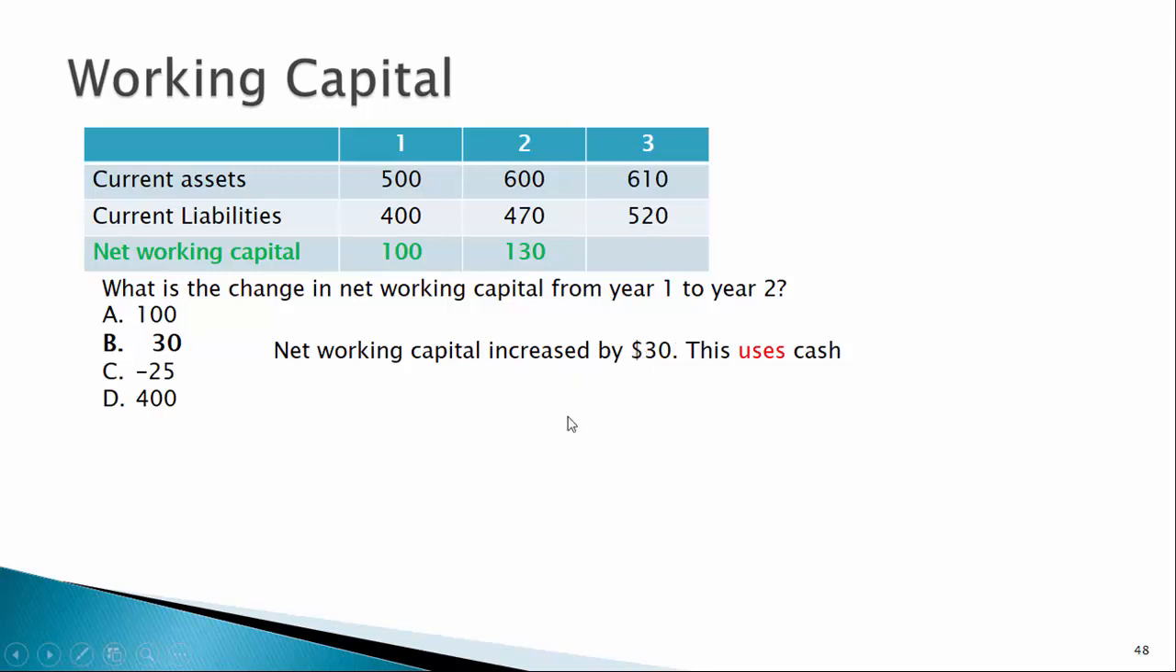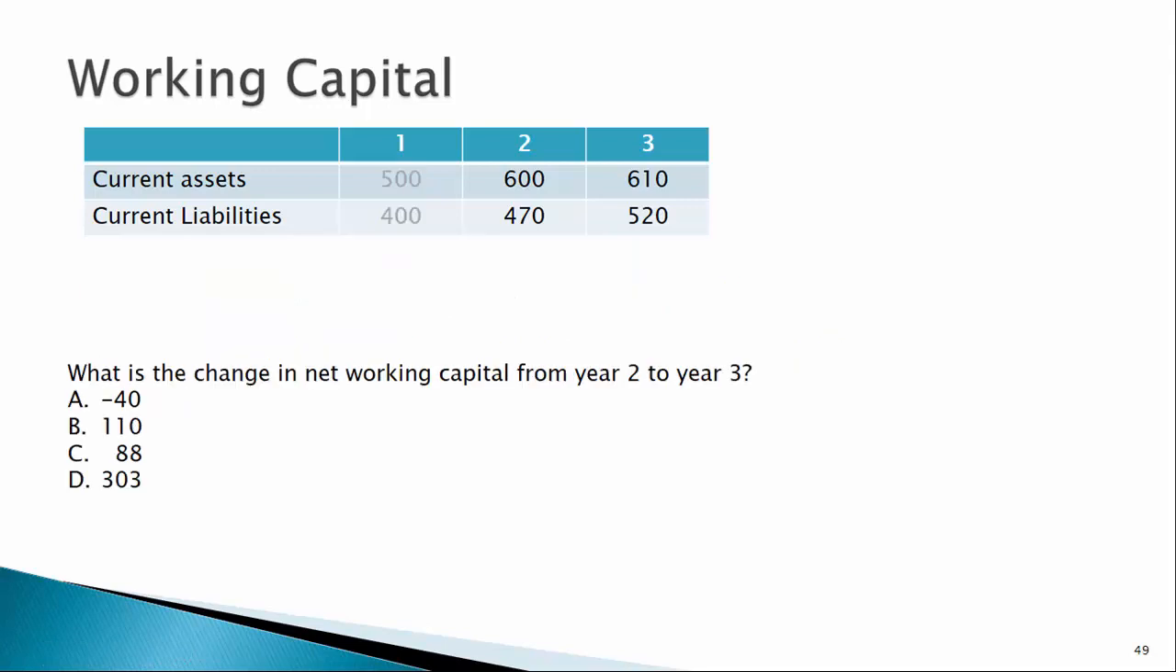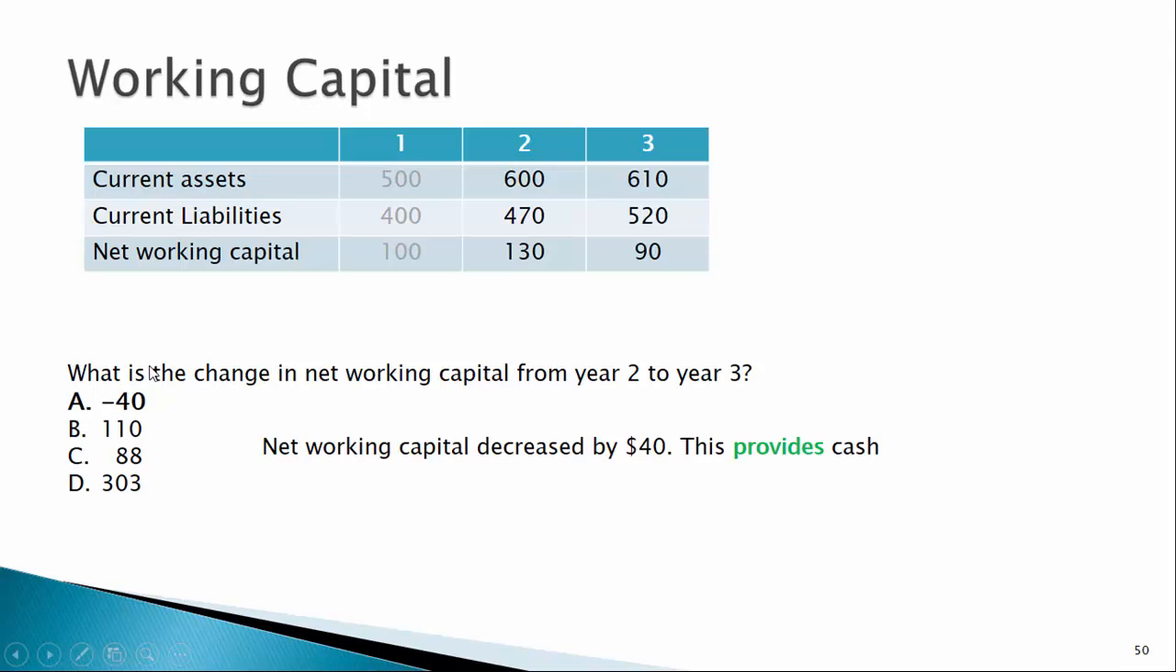So since it got bigger by $30, my cash flow is smaller by $30. Right? Okay, and then what's the change in net working capital from year 2 to year 3? Let's see, 130 here, and then, gosh, I'm terrible at math in my head. I'm assuming that's 90. So I went from 130 to 90. My net working capital got smaller in this case. I'm assuming it's 40. So yes, it decreased by $40. It got smaller. 130 to 90 is getting smaller by 40.